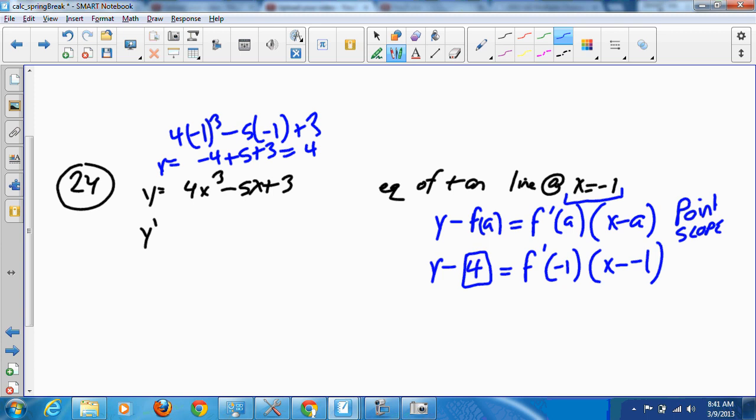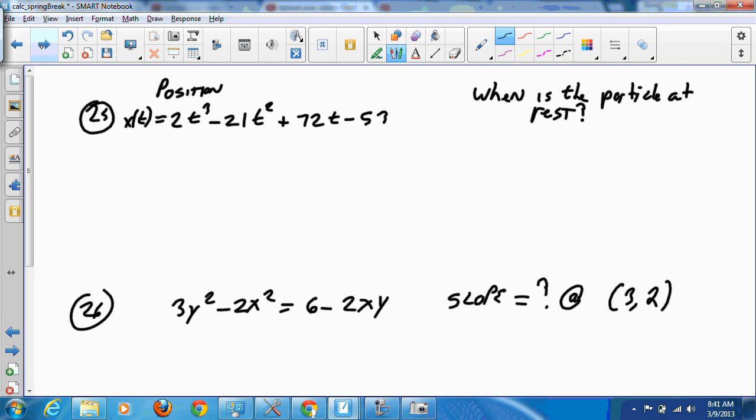Let's go back to the derivative portion so we can find the slope value right here. So we take the derivative at negative 1. It's a fairly easy one, 12x squared minus 5. Now that we found the derivative, we just simply go back in and evaluate it at negative 1. Alright, you should be able to get it from there, no problem.